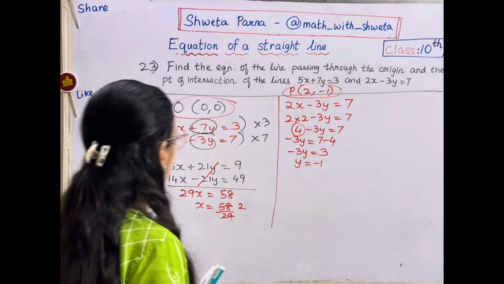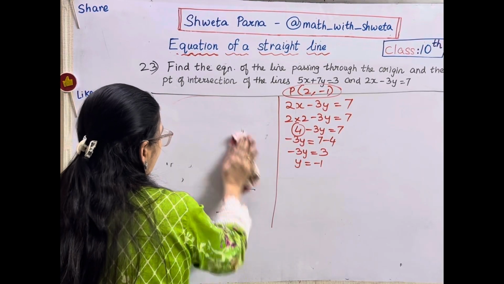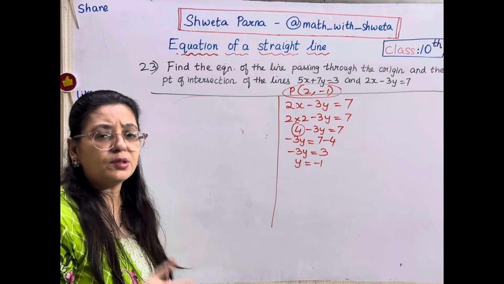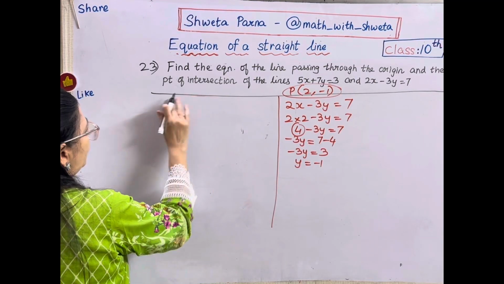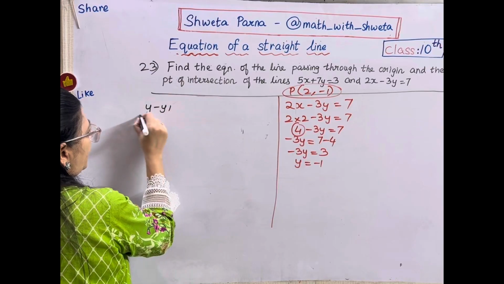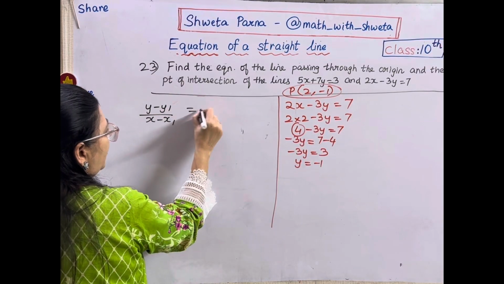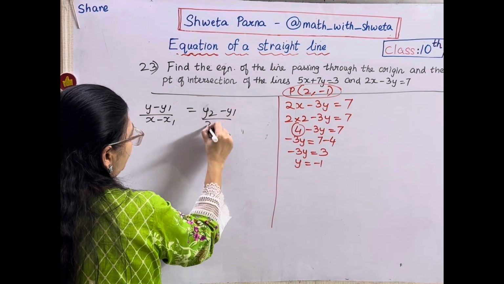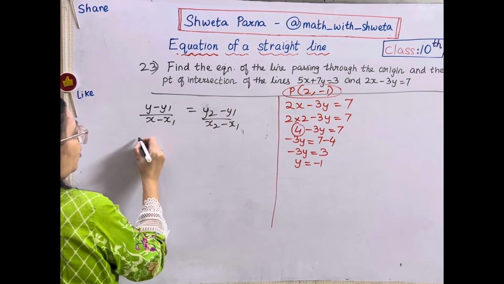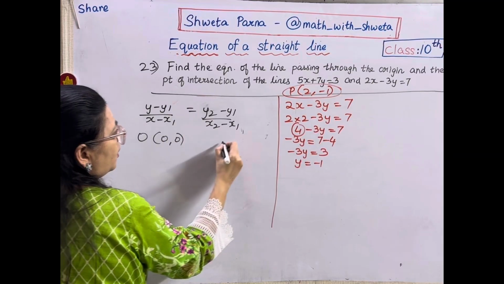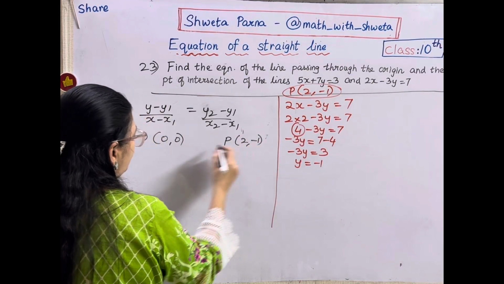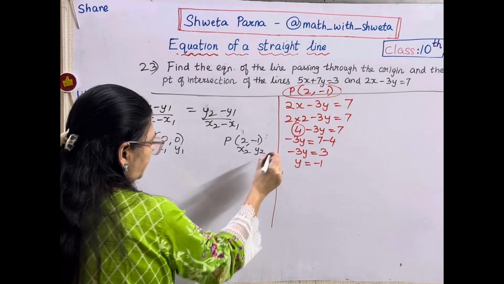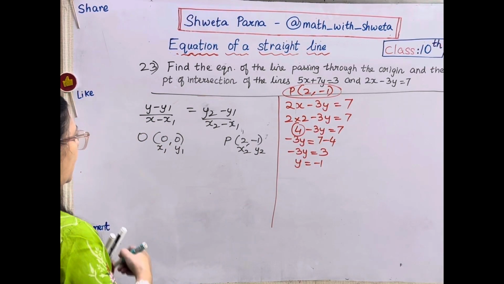Okay, come on, I'll erase this. The 2 points are given to you. Which format will you use? Two point form. Okay, so it is y minus y1 upon x minus x1 is equal to y2 minus y1 upon x2 minus x1. O is your 0 0, P is 2 and minus 1. Let this be x1 y1, this be x2 y2. Okay, now let's substitute it.